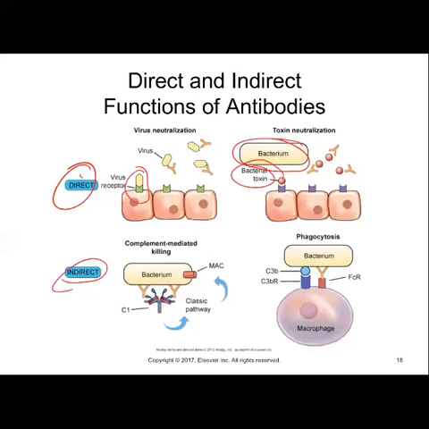I've heard this described as kind of like salt. It makes food taste better. So we sprinkle the antibody, which is the salt, onto a bacterium, and then the bacterium is more tasty to the macrophage, and it wants to eat it up faster.